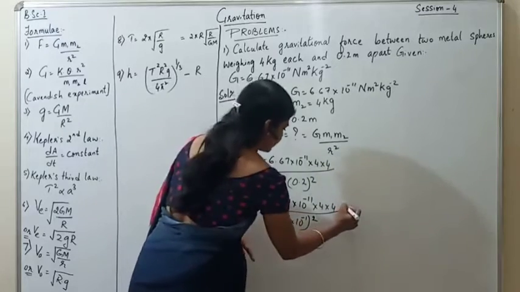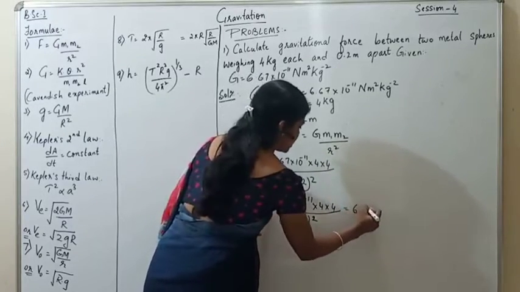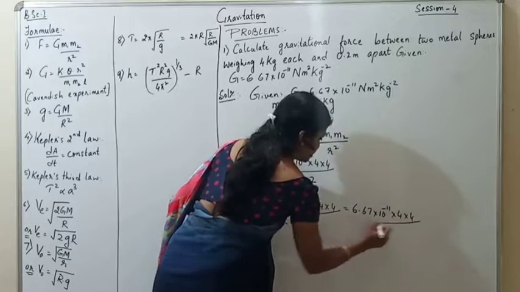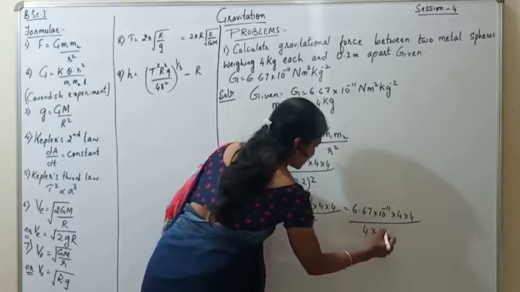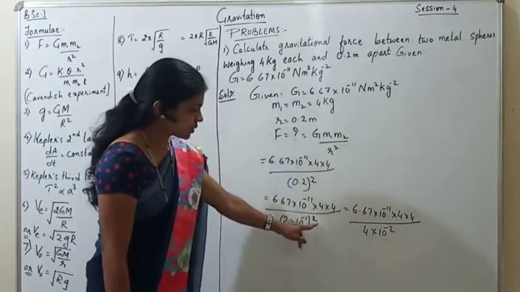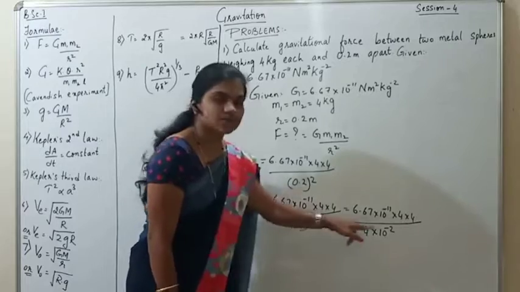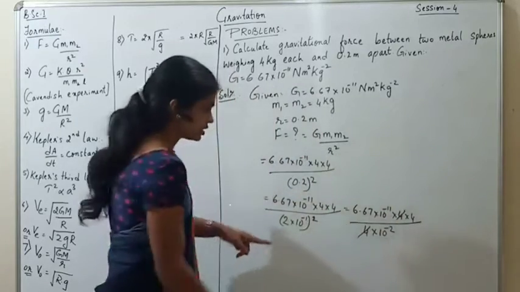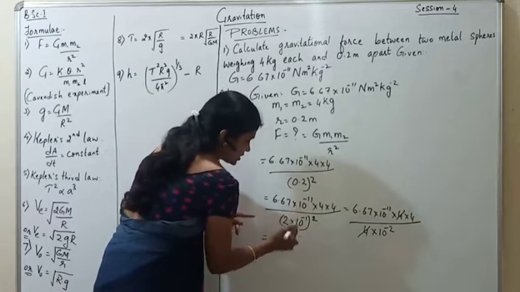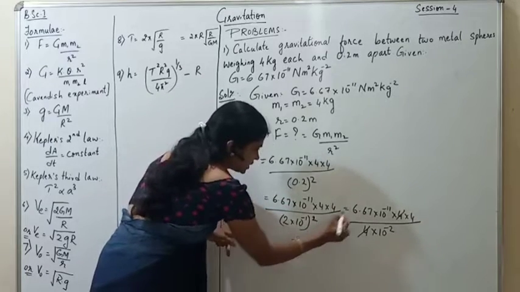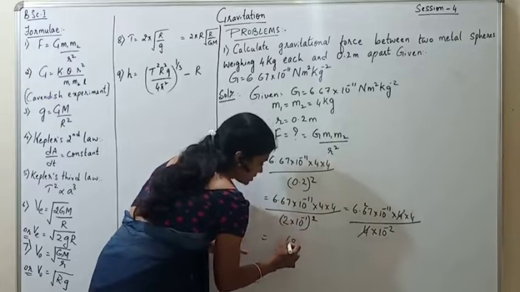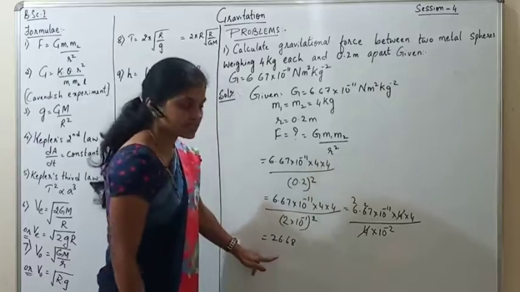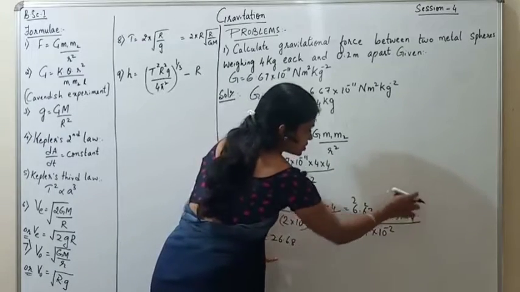So we have this to be 6.67 into 10 raised to minus 11 into 4 divided by 4 into 10 raised to minus 2. 2 square is 4. 10 raised to minus 1 square is 10 raised to minus 2. So 1 4 gets cancelled. So what is 4 into 6.67? 4 7s are 28. 4 6 are 24, 26. 26.68.